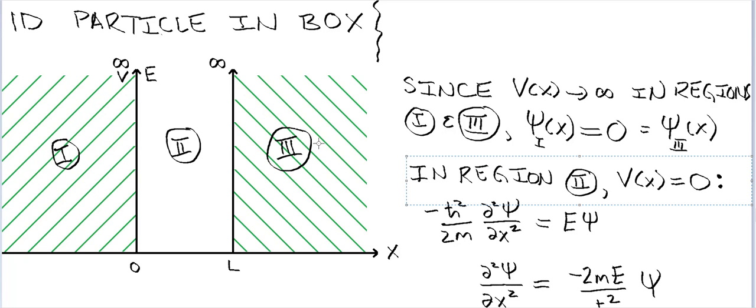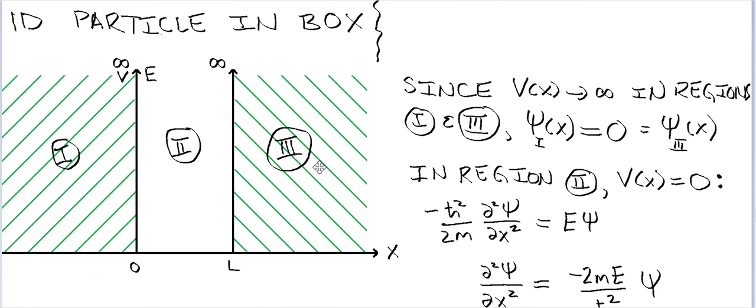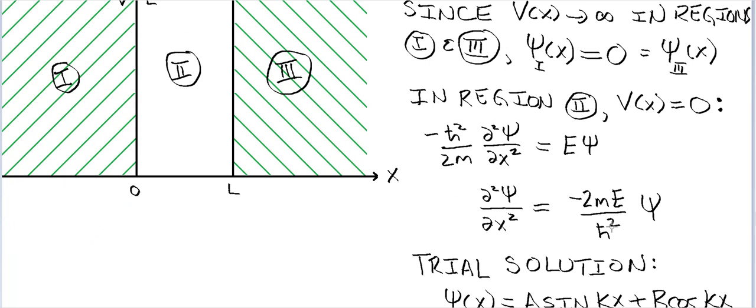In region 2, the nice thing that happens is the potential goes to 0. And so in region 2, in the time-independent Schrodinger equation, this term is gone because V is 0. And so what we have is minus h bar squared over 2m d squared psi dx squared is equal to E psi. So we can write this as d squared psi dx squared is equal to minus 2mE over h bar squared times psi.